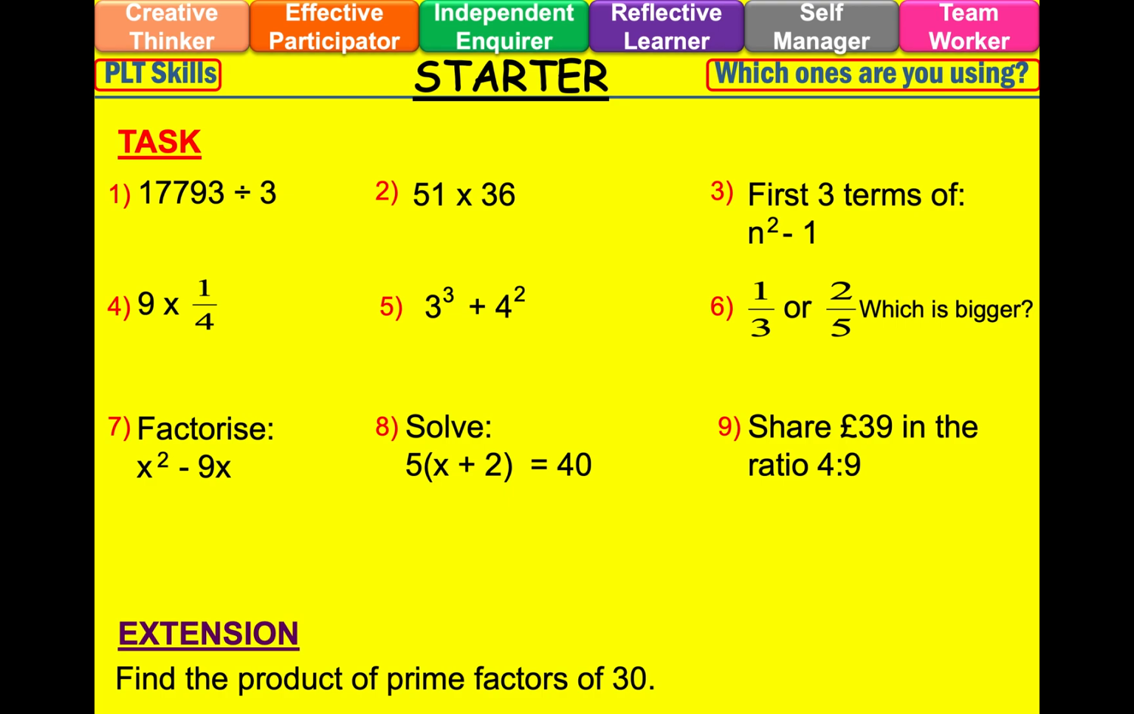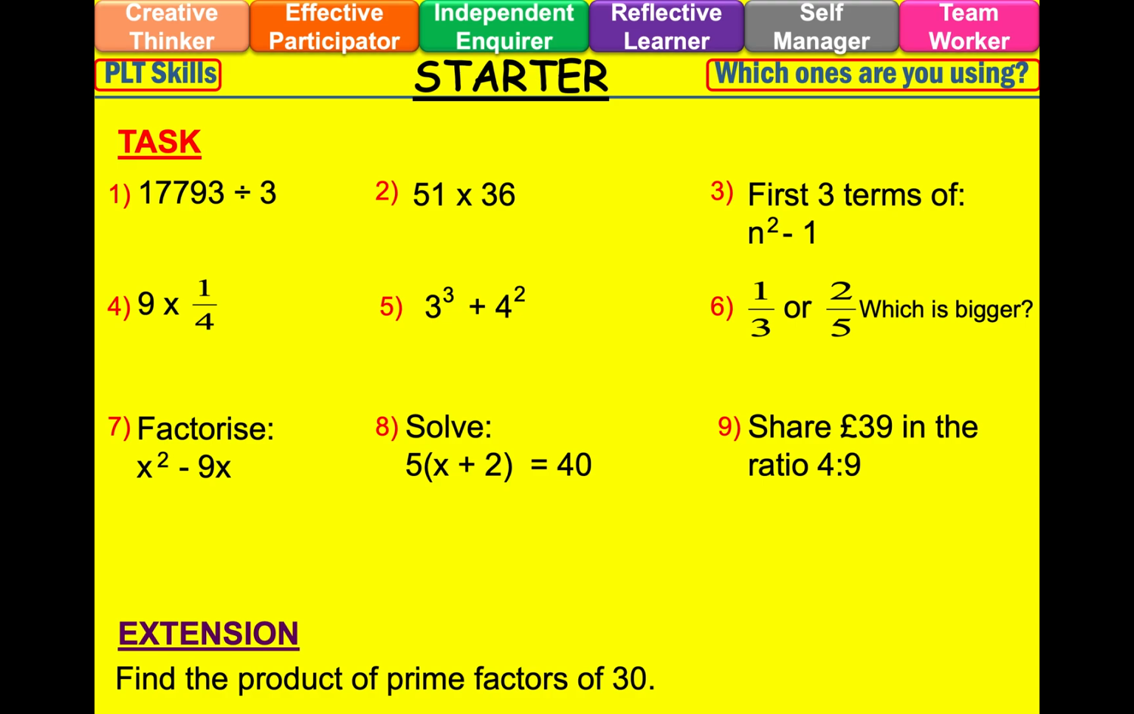Okay. And the question with sharing, all you do is you add the ratio. So you add 9 plus 4, which will give you 13. Divide 39 by 13, which is 3. And you multiply 3 by 4 to give you 12, and 3 times 9. So you can share in that sense. See how many questions you can attempt from this. It is very important you have a go at these starter questions because they basically cover everything you need.